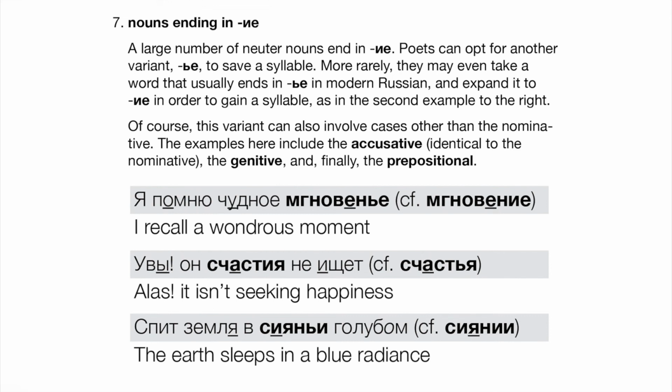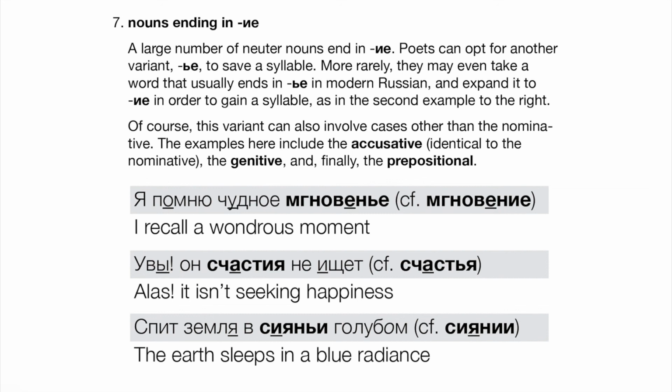So a couple of examples from Pushkin. Я помню чудное мгновенье. Right? Instead of я помню чудное мгновение. Right? That would be too many syllables. We want я помню чудное мгновенье. Or some slightly more unusually, but this could also happen, a word that in modern Russian, like счастье, would indeed end in a soft sign -е. By the way, this isn't a verbal noun. This is just a soft neuter noun, счастье. Here in Lermontov's poem, увы, он счастья не ищет.